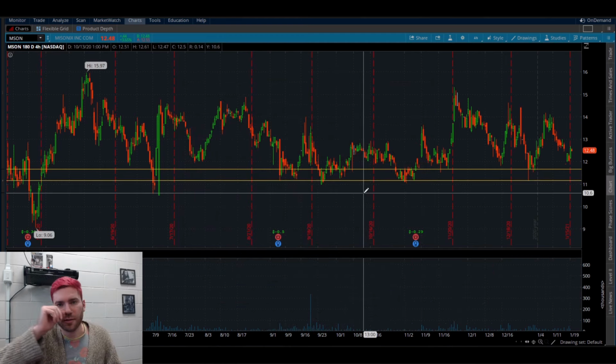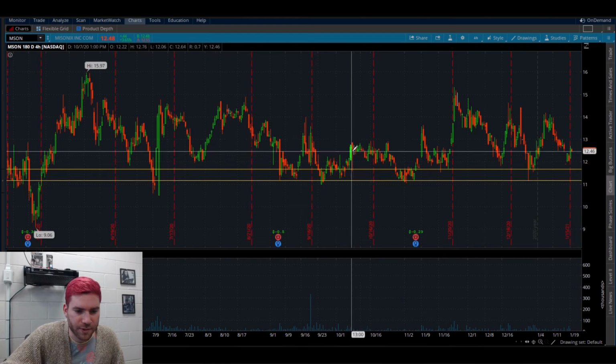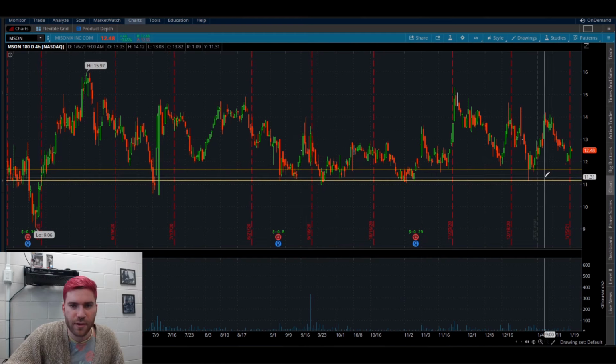You could choose a color, you could do dotted lines. I do golden. This is basically my launch zone. This is where I'm going to use to really buy in with. Now, how do I play this kind of buy-in?